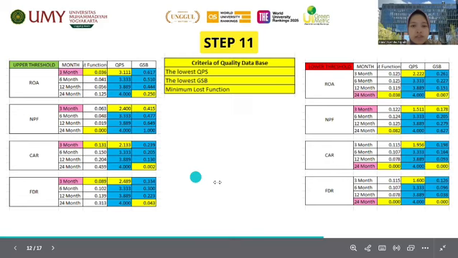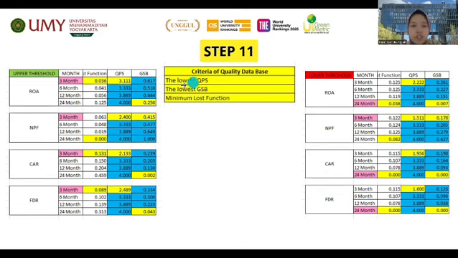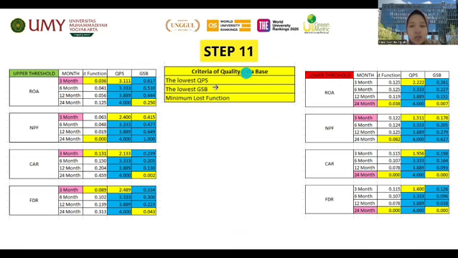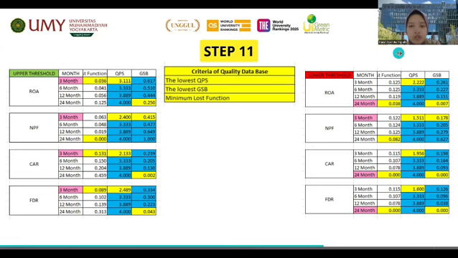For step 11, we need to fulfill the criteria of the quality database, which are first the lowest QPS, then the lowest GSB, and also the minimum loss function. And here are the values that fulfill those criteria in both the upper and lower threshold.